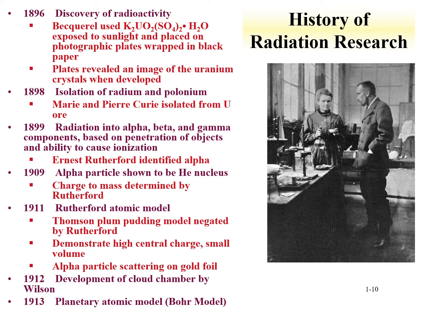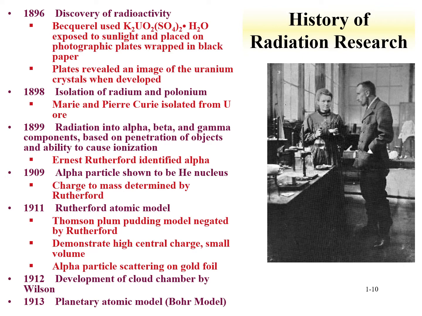Then just a few years later, radium and polonium were isolated by the Curies, who are shown here: Marie Curie, possibly the most famous radiochemist, and her husband Pierre Curie, who was also a Nobel laureate at the time. Marie obviously went on to win two Nobel Prizes, if you remember from your history. Right about the turn of the century, in 1899, Ernest Rutherford identified the alpha particle.